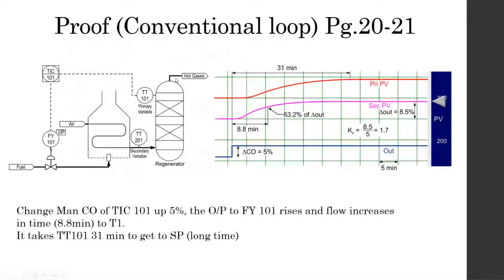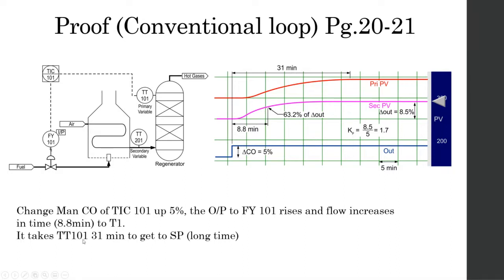So here's proof. Conventional loop. Here we have our furnace and our regenerator. We're doing a little test to see if this actually works. We changed the manual output of the temperature controller, which is our primary controller, by 5%. So here we made an output change of 5%. The output of FY101, which is our secondary, rises slowly and flow increases. In its T1 time, which is 8.8 minutes, it gets there in about 8.8 minutes.